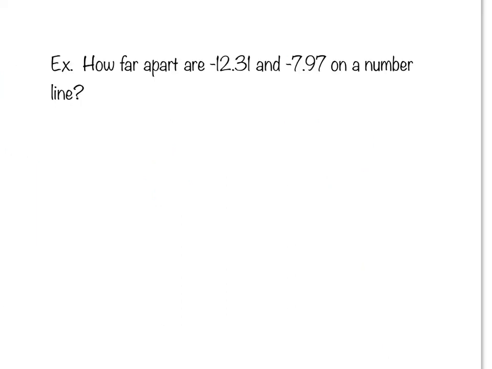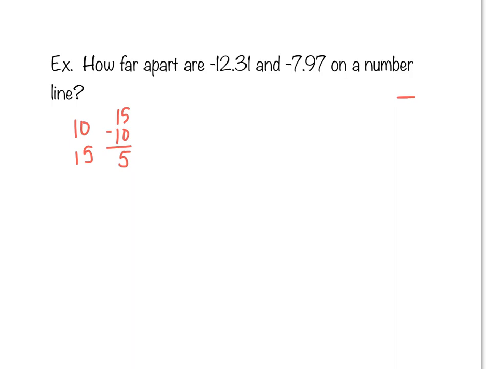All right, you're going to have a couple problems in your homework that ask you to find the distance between two numbers, or this one that says how far apart is negative 12.31 and negative 7.97. And just so you know, since we're in a subtracting section, that does mean that we're going to subtract. Anytime you want to find the distance between two numbers, you subtract. Like if I said, hey, how far apart are 10 and 15? You'd say they're 5 apart. And how do you know? Well, 15 minus 10 is 5. So that's how you find the distance.